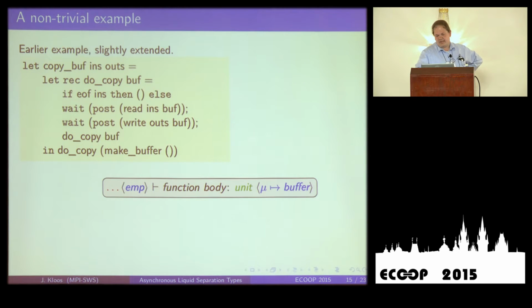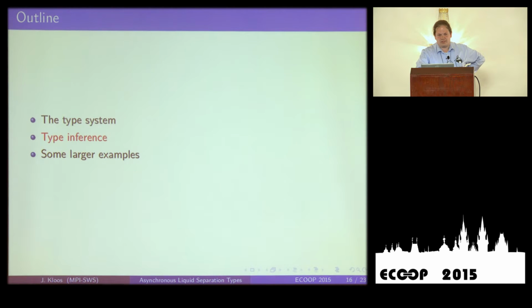Finally, if we type the whole thing, our statement will be that we start from an empty heap, and if we execute the function body, we get a unit value because we only want side effects. And now there is a new heap cell mu pointing to a buffer. Okay, so far so good. I'll show you some more interesting examples of this later. But let's now first look at how type inference works here.